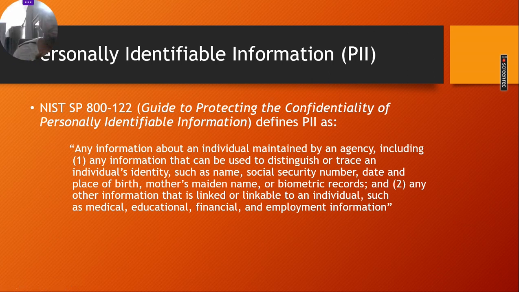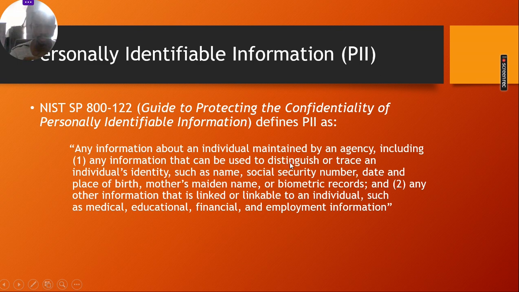We've defined personally identifiable information. Now, according to NIST SP 800, the way they define personally identifiable information in one of their publications called the Guide to Protecting the Confidentiality of Personally Identifiable Information, they've defined it as any information about an individual maintained by any organization or by any government agency, including any information that can be used to distinguish someone.